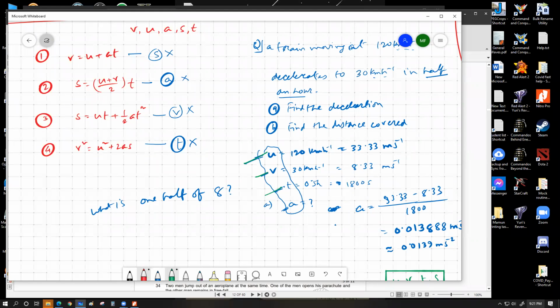A, maximum height reached. B, the time taken before it reaches the ground.